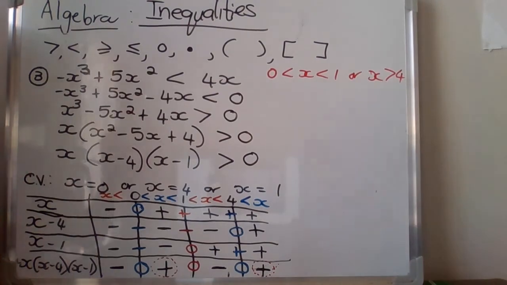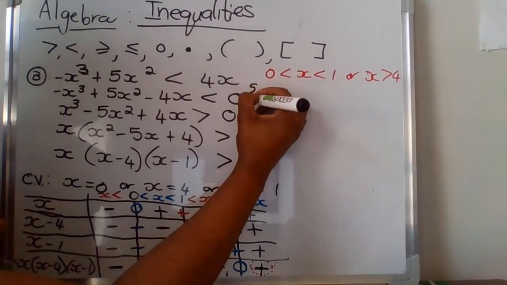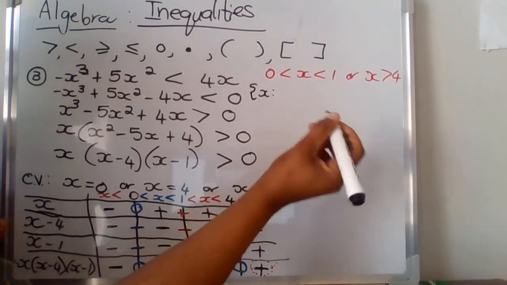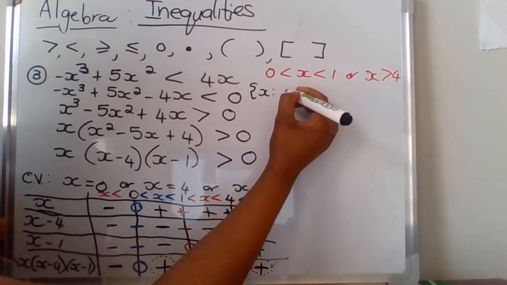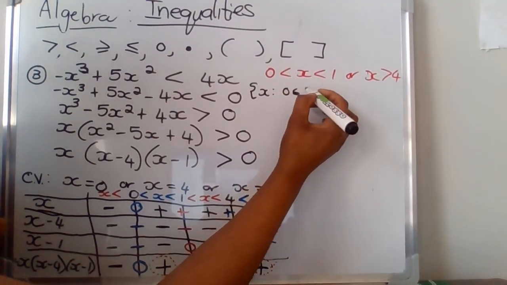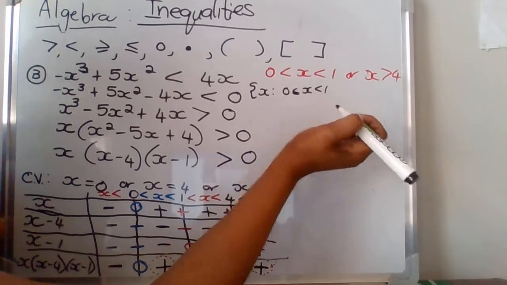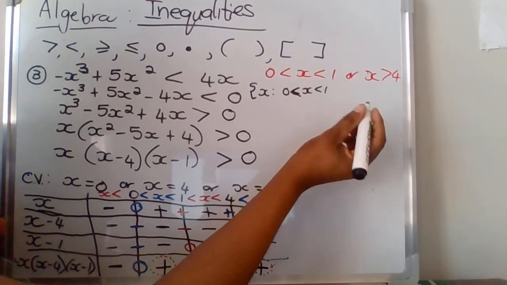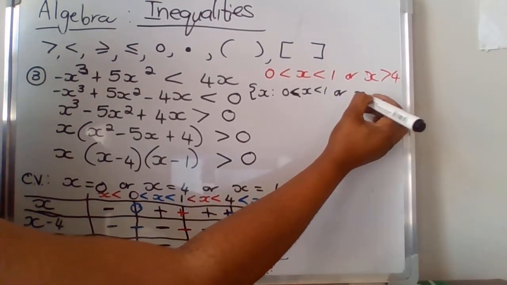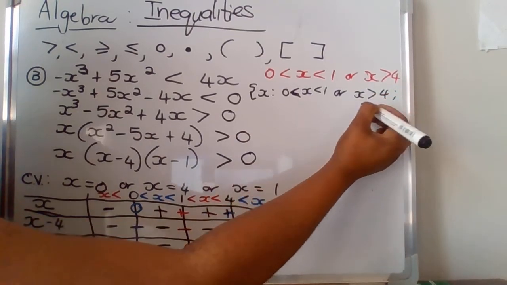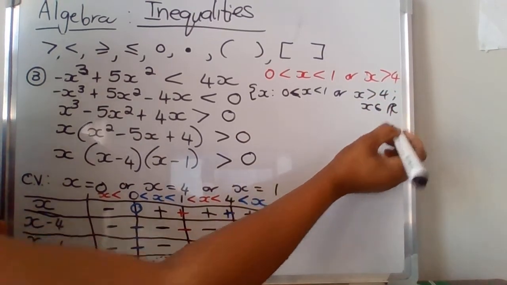So when you write it in set builder notation, x is an element of, it lies between 0 and 1, or x is greater than 4, and x is an element of the real numbers.